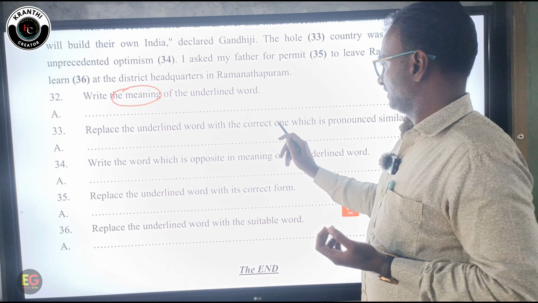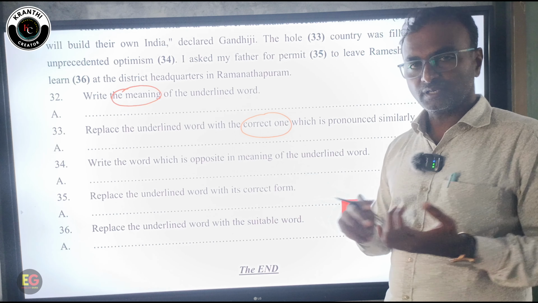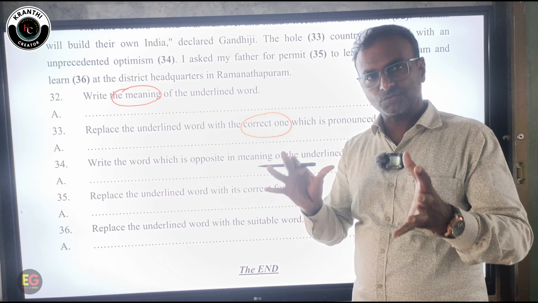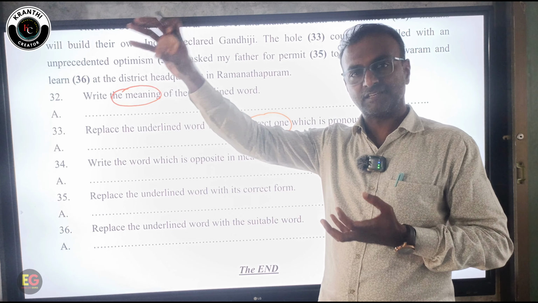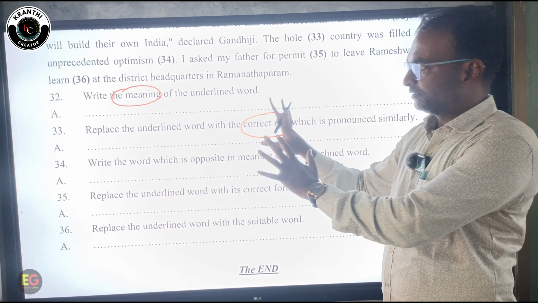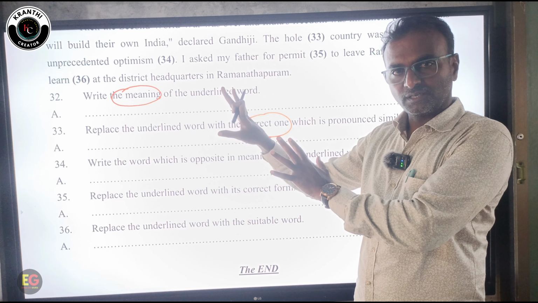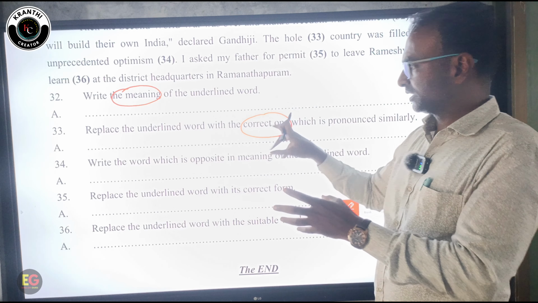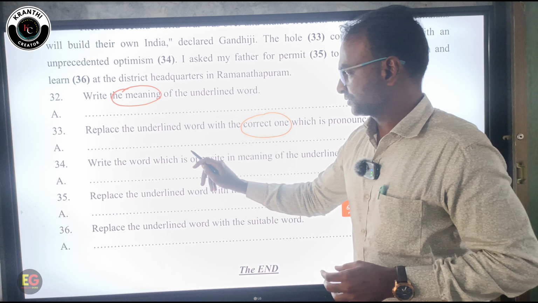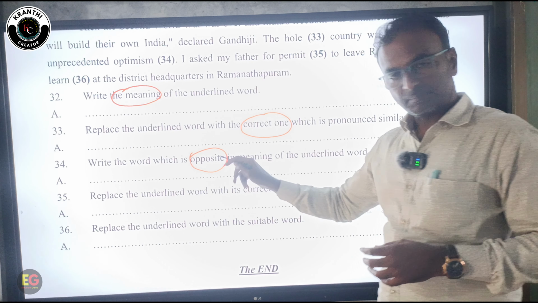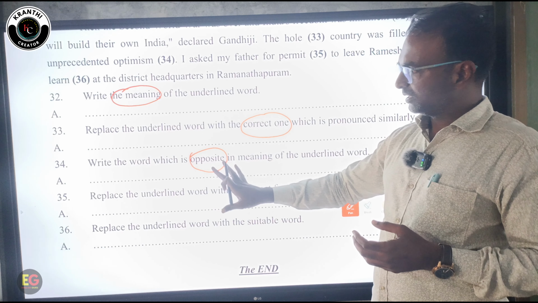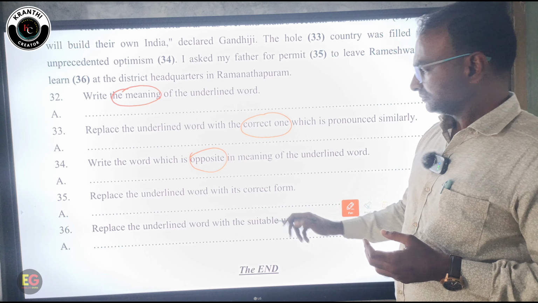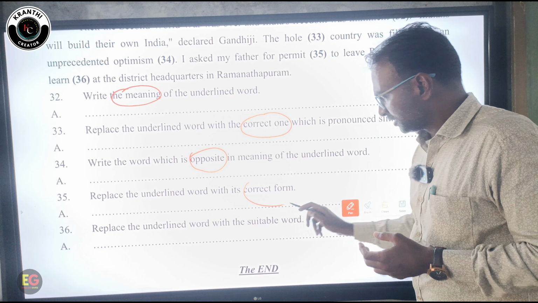And next 33, with the correct one, or sometimes it is asked exact one, means the word should be replaced with the word that is given in the textbook. Means the word that is given here is wrong, and that should be replaced with the right one which is in the textbook. And next one, opposite word. Sometimes it is given as antonym. Write the antonym of the underlined word or opposite of the underlined word. And next one, correct form.